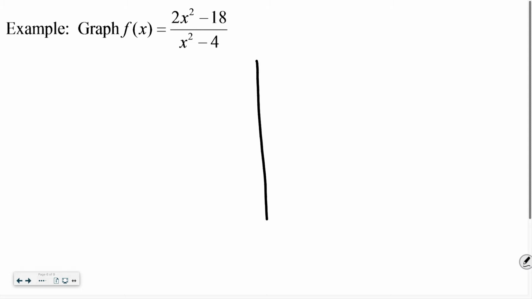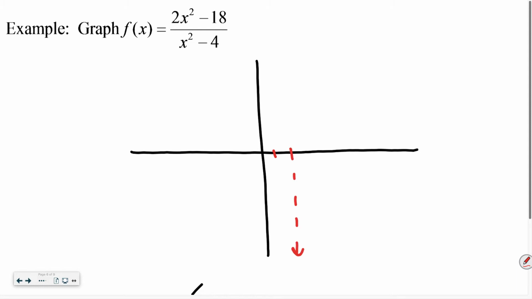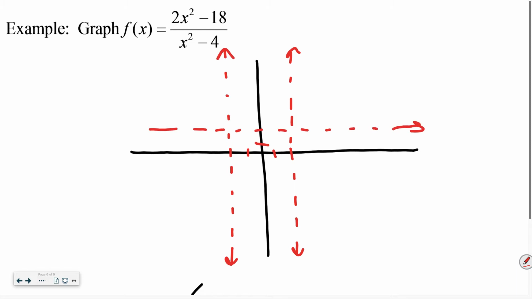What's the first thing we should probably plot? Our asymptotes are pretty important. Then we have intercepts at 3, 0, and -3, 0. And we have an intercept of 0, 9 halves. 2, 4, 6. There we go. Okay, you ready? Piece it all together.